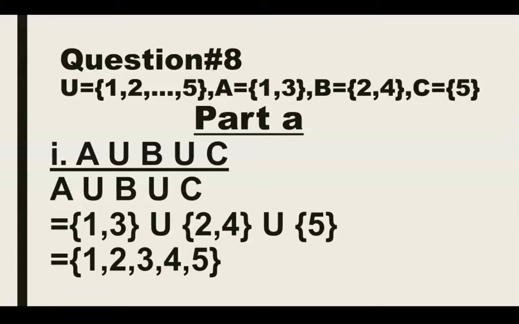Part A is we have to find A union B union C. In this question, first of all, we will put the values of A, B and C. Then we will take the union of these sets. As there is no bracket, we can take the union of these 3 sets together. We will combine all the elements of A, B and C and the union set will be 1, 2, 3, 4, 5.